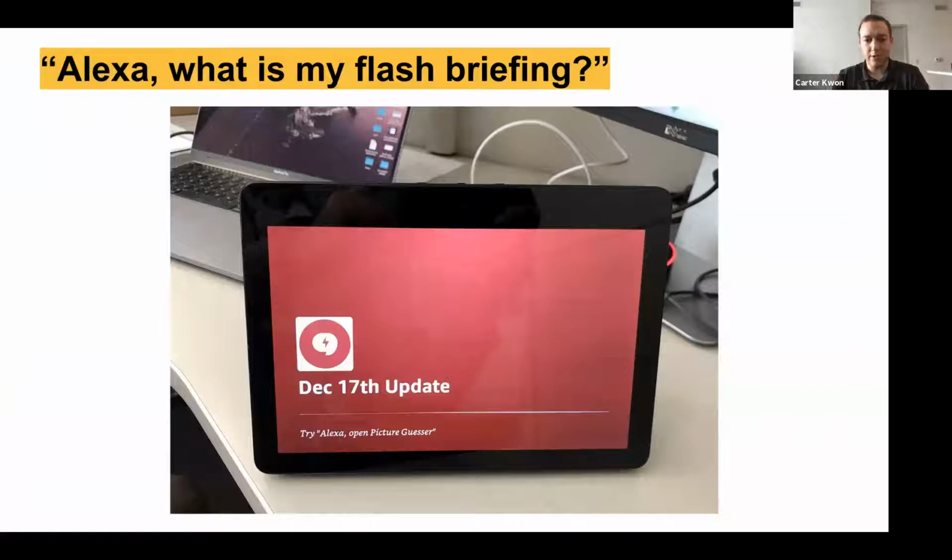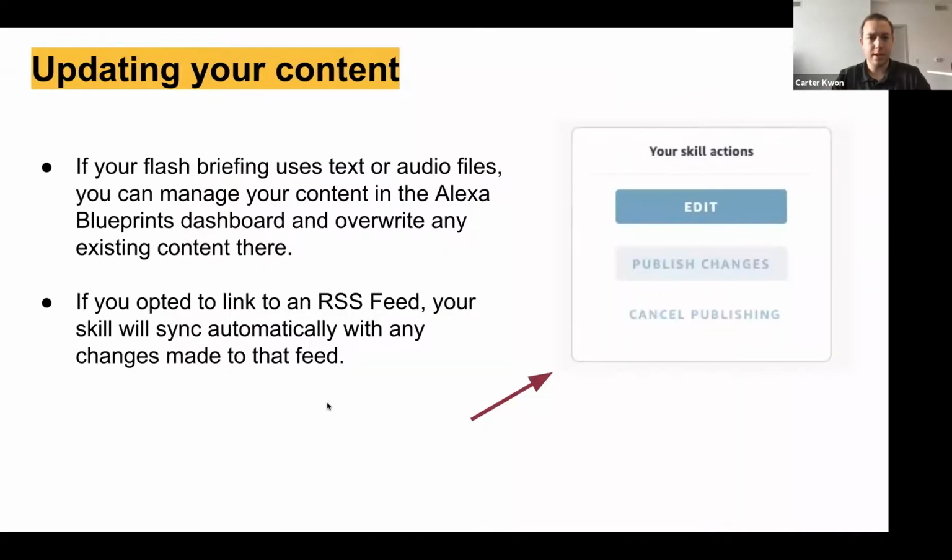This is what your flash briefing could potentially look like on an Alexa device. Obviously you could update the icons and the colors and the text and all that to make it unique. Updating the content within your flash briefing is as simple as going back to the Blueprints website, editing your skill, and then pressing update. You can also opt to link an RSS feed, so you don't even need to go through this step of updating your content manually. You can just update your feed and then it will sync.